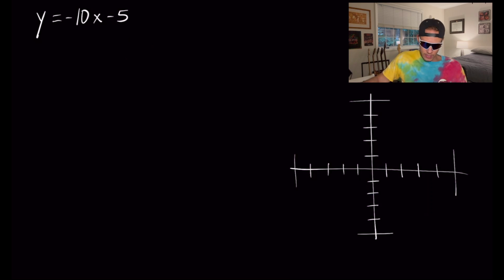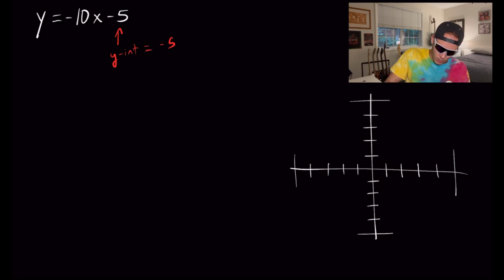Y equals -10x minus 5. So again, this is our y-intercept, and it's going to be -5. So always attach that sign that's to the left of the number. If it's a plus, it's going to be +5. If it's negative, it's going to be -5 in this case. And then you can plot that on your graph there. This is our slope. So m is equal to -10.